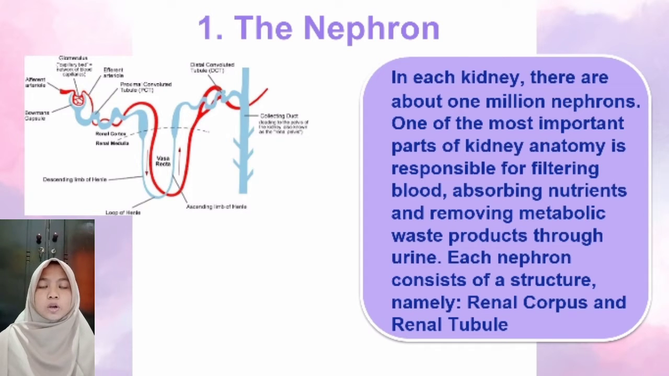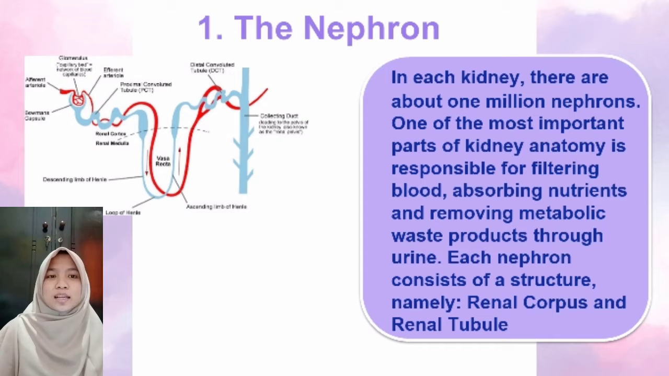Each nephron consists of the following structures: 1. Renal corpus or Malpighian body. The renal corpus consists of 2 parts, namely the glomerulus, or capillary collection that absorbs protein from the blood, and the Bowman capsule. 2. Renal tubule. This collection of tubes runs from the Bowman capsule to the collecting tubule and consists of the proximal tubule, the loop of Henle, and the distal tubule.